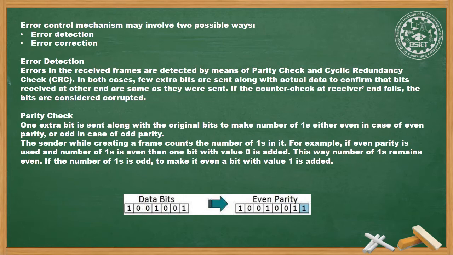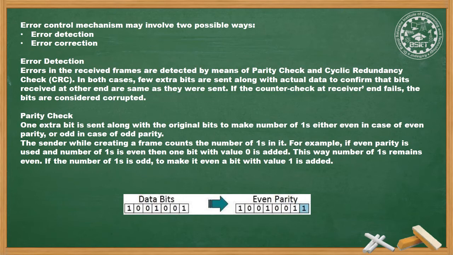First is parity check. One extra bit is sent along with original bits to make number of ones either even in case of even parity or odd in case of odd parity. So there are two types of parity check. Either we follow even parity, in which the number of ones will be equal to an even number, or we can follow odd parity, in which the number of ones are odd.